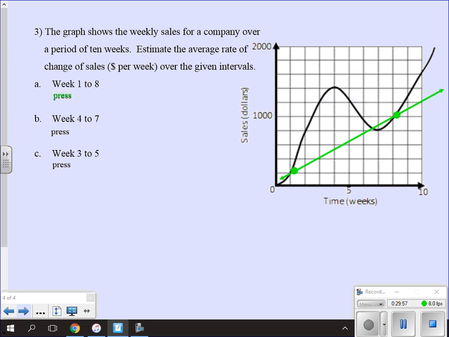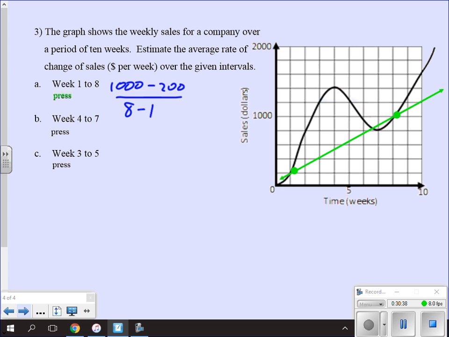Now, on the side, it counts by 200s, not by hundreds. And the graph is a little off because I had to move some stuff, so it doesn't quite line up perfectly. So I'm going the 8th week, first week. So my denominator is 8 minus 1. My numerator are the y values at those points. So the y value at 8 is 1,000. The y value at 1 is 200. Okay, because it counts by 200s on the side.